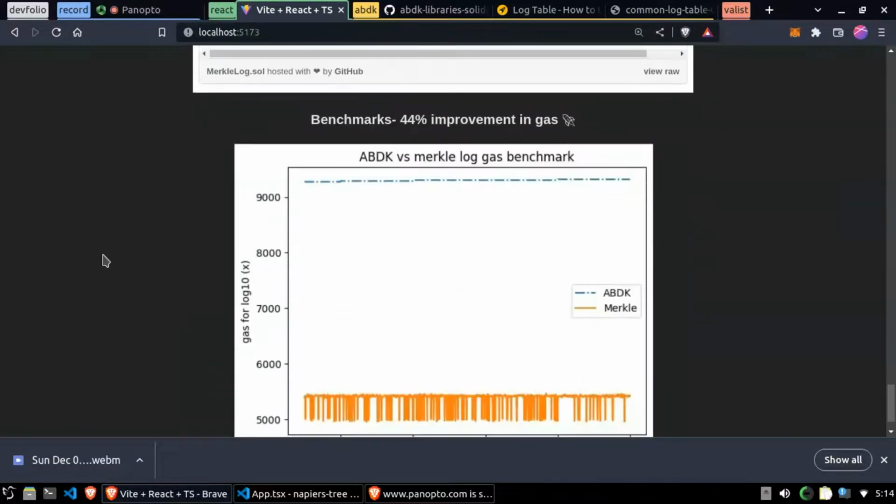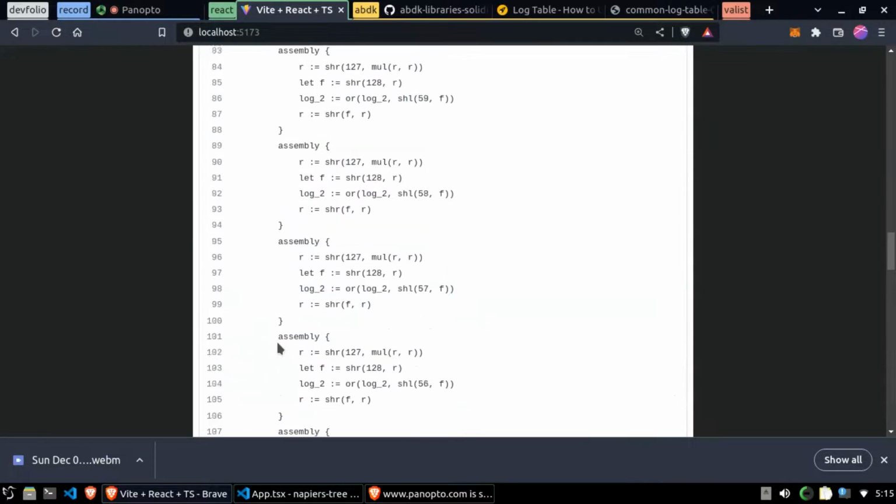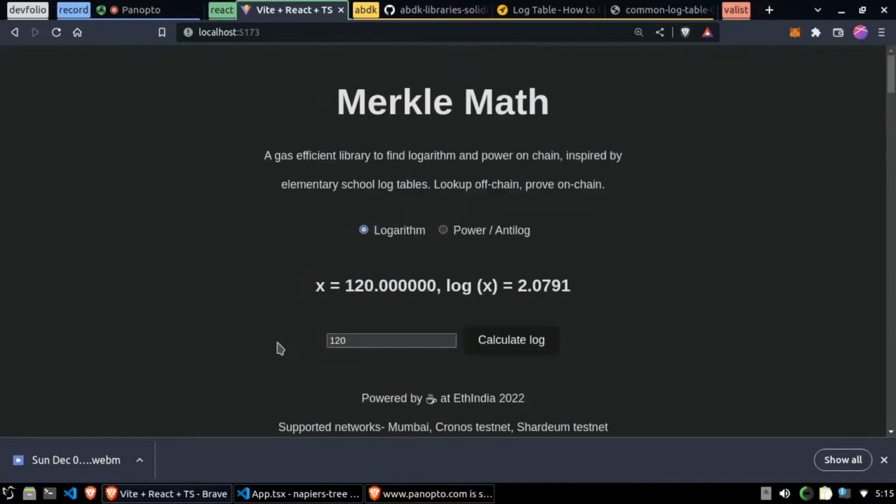And coming to the benchmarks, we see a 44%, or almost half, improvement. The gas performance improved by 50%. Here we had ABDK doing gas around 9,000 to 10,000, and our algorithm is pulling gas in the range of 5,000 to 5,500. So I suppose the transaction has been approved. You see, for 120, the log is 2.07.